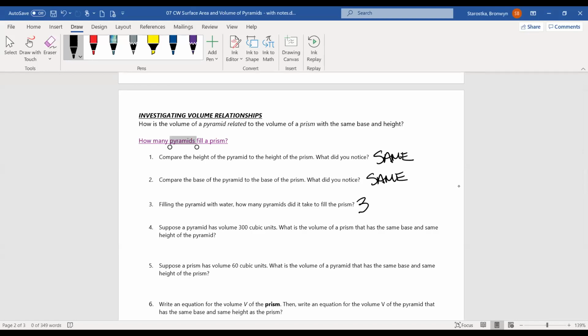So, suppose a pyramid has a volume of 300 cubic units. What would be the volume of the prism? So, we know then that the volume of the prism is 3 times the volume of the pyramid. And so we know that the volume of the prism is going to be 3 times 300, or 900 units cubed.